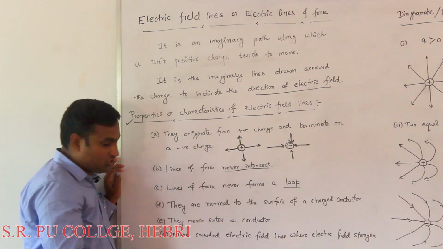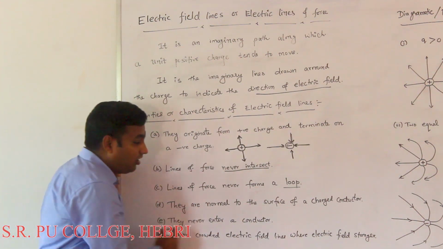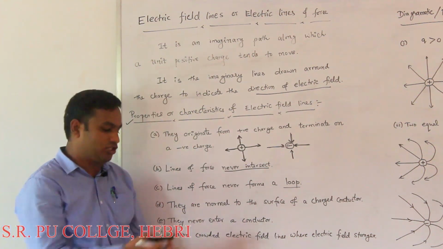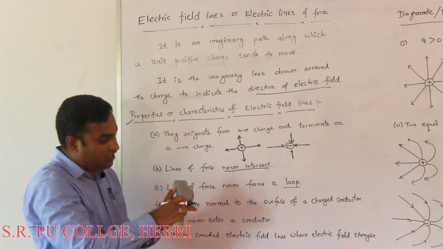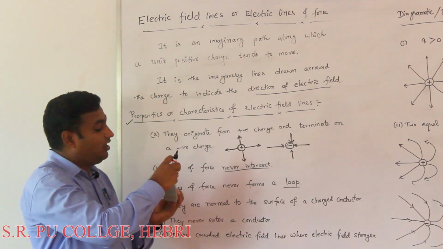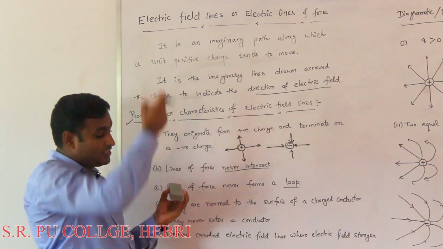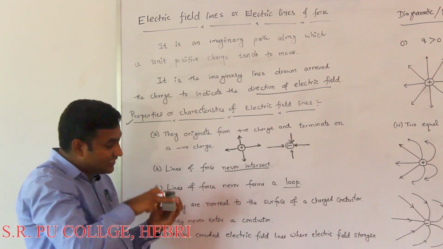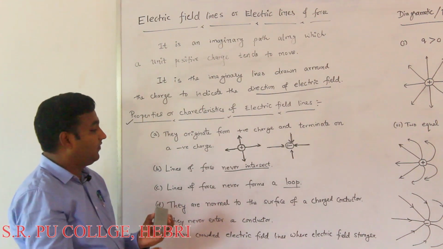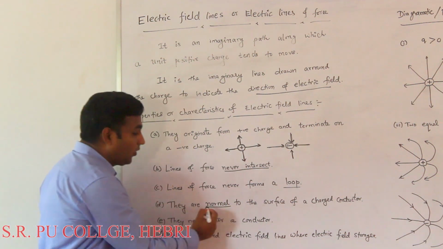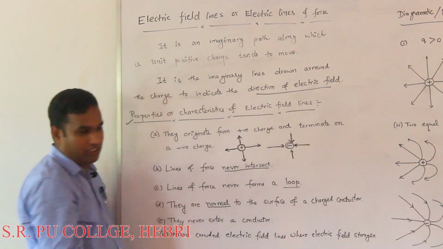And the fourth characteristic of electric field lines, they are normal to the surface of a charged conductor. If you take any one charged conductor, if the surface is positive, electric field lines are acting outward. If the surface is negative, electric field lines are acting inward. For this surface always electric field lines act normally. That's why they are normal to the surface of a charged conductor.